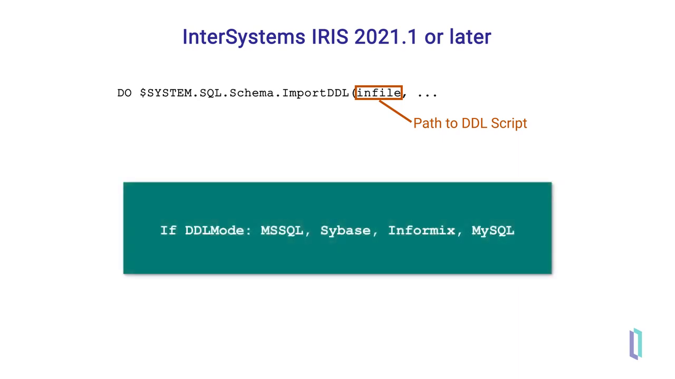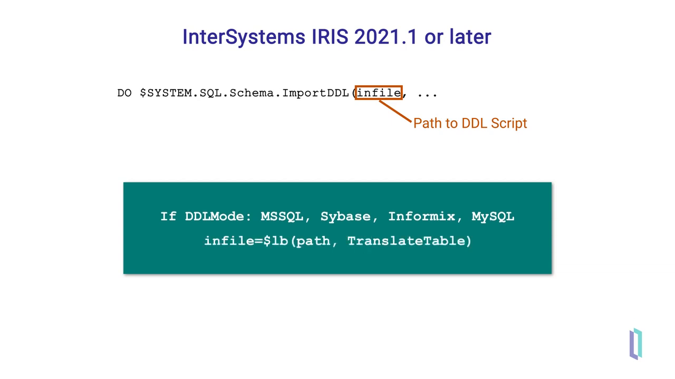If your DDL script was created by MS SQL, Sybase, Informix, or MySQL, the InFile parameter will be a list. The first element of this list is the path of the DDL script, followed by a value for translate table, which tells the function how to parse the input stream.